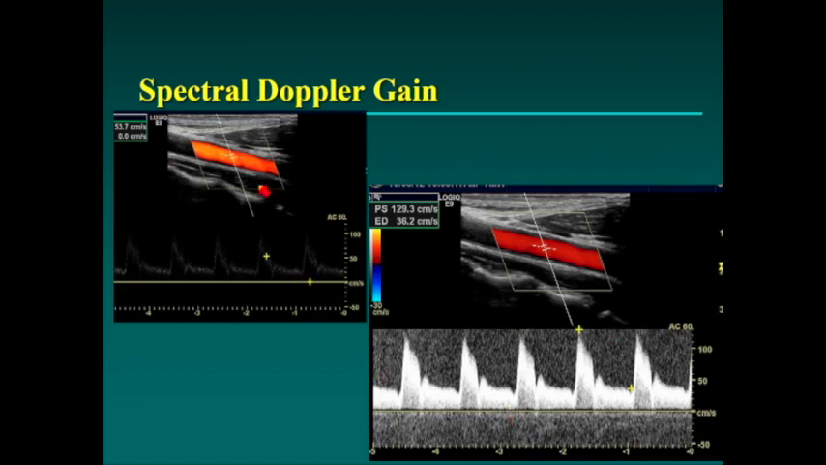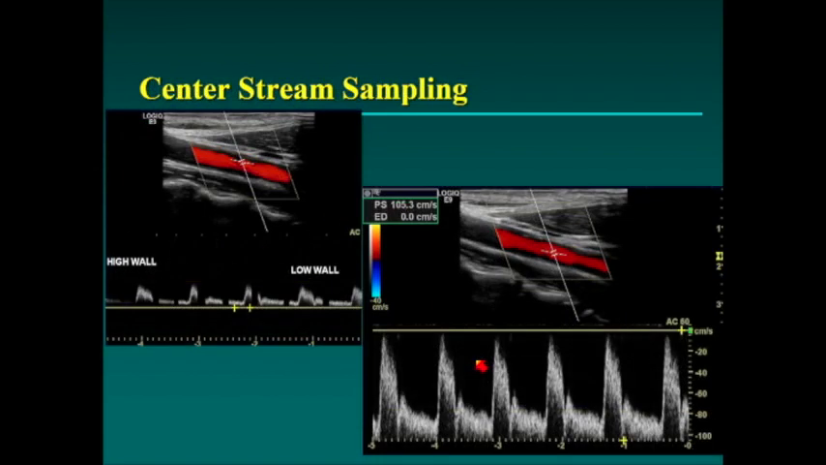Here's another example where color gain settings are changed, and you can see that the peak systolic velocity measured in this sample is somewhere around 54, and when you turn up the gain, you get a change to 129. So I think that makes the point that gain settings are important and can be a source of interpretive error.